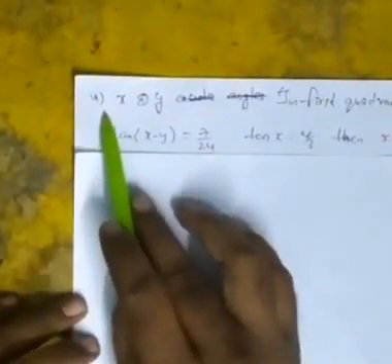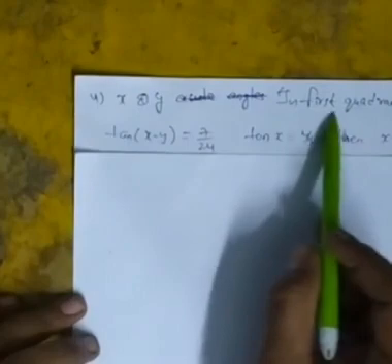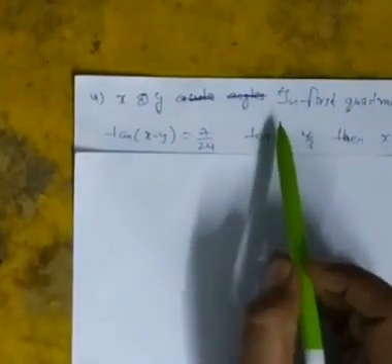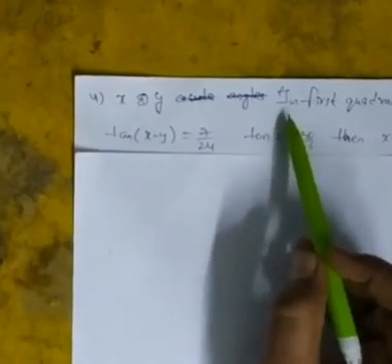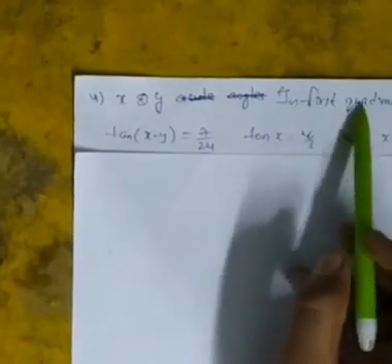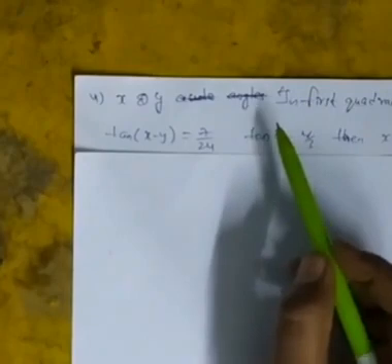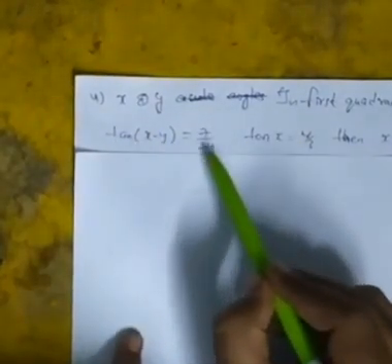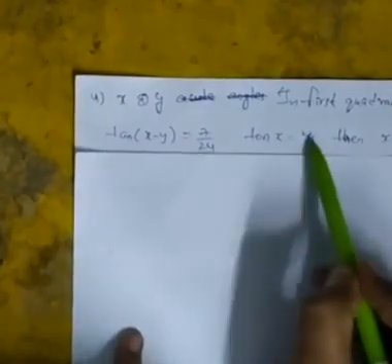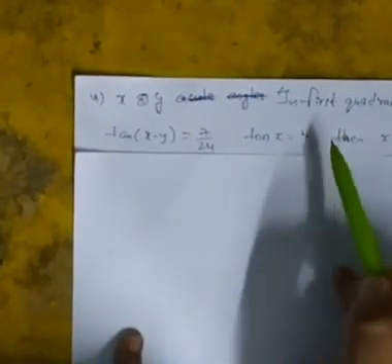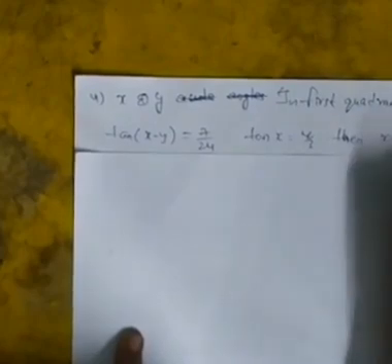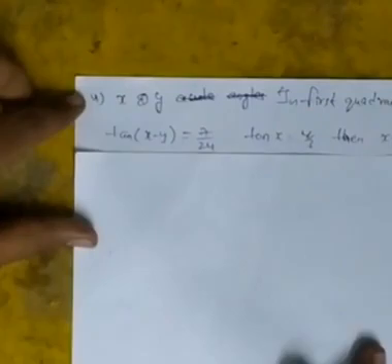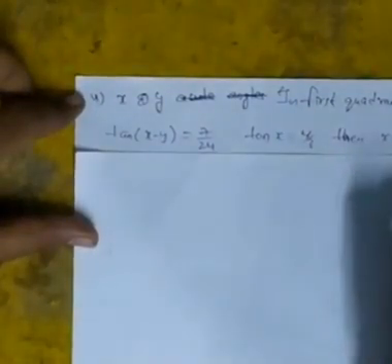Fourth question. He has given that x and y are in the first quadrant. Essentially they must be acute angles. He didn't mention they are acute angles, but he said they are in the first quadrant, so we assume they are acute angles. He has also given tan of x minus y equals 7 by 24 and tan x equals 4 by 3. Then he is asking x plus y equals how much. So now we need to find x plus y.